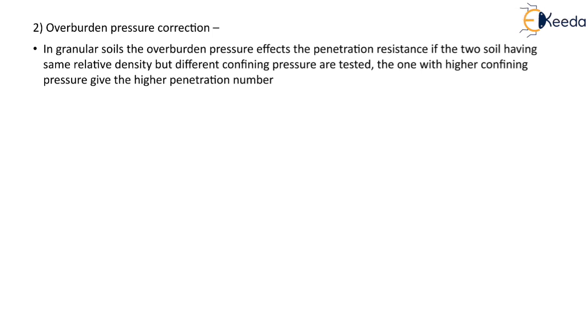In granular soils, the overburden pressure affects the penetration resistance. If two soils having same relative density but different confining pressures are tested together, then the one with higher confining pressure will give the higher value of penetration number. That means this penetration number depends upon the confining pressure.